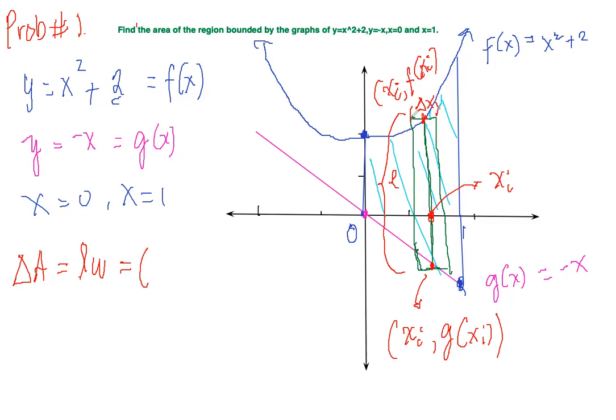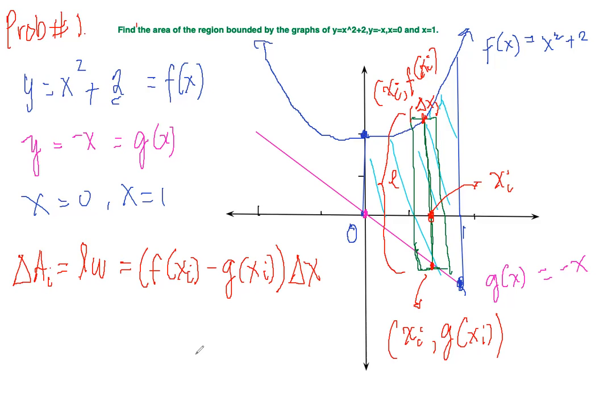So since we need to get the distance from the lower point to the upper point, we have f of x sub i minus g of x sub i, times the width of the rectangular strip, which is the change of x or delta x. So this is now the representative of the area i of the rectangular strip that we made here.